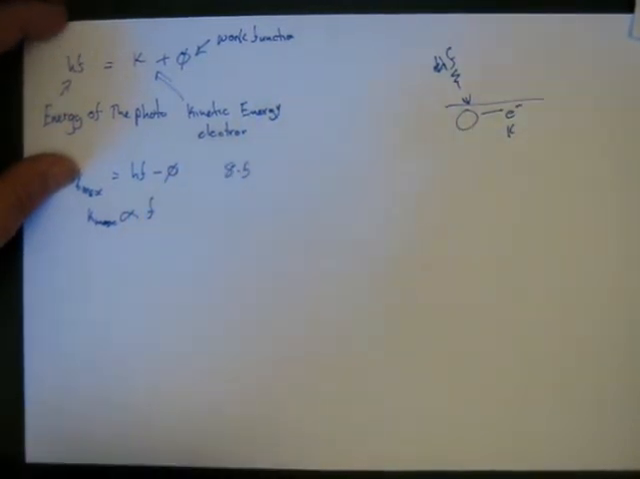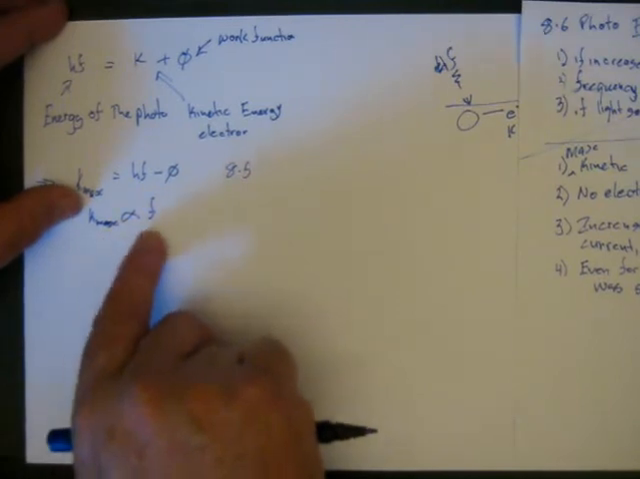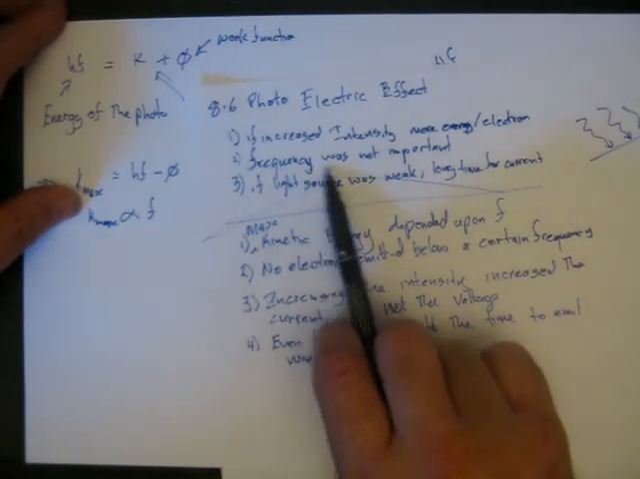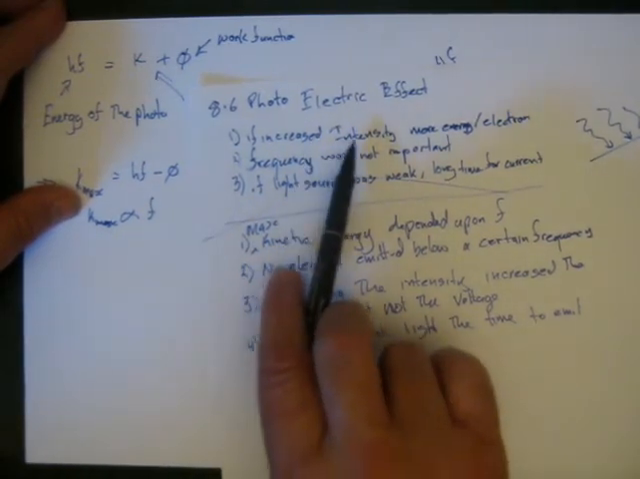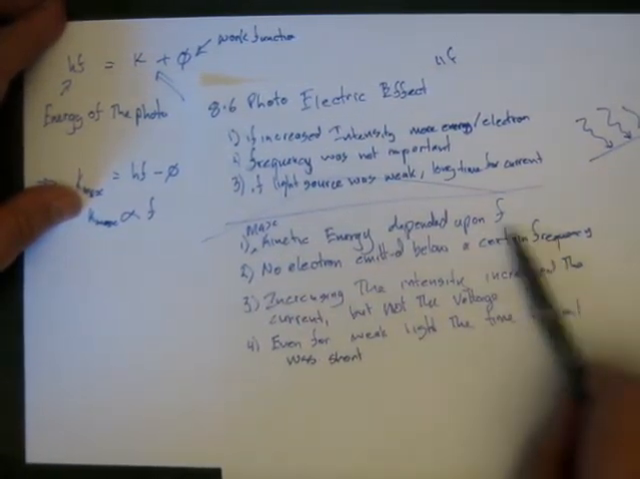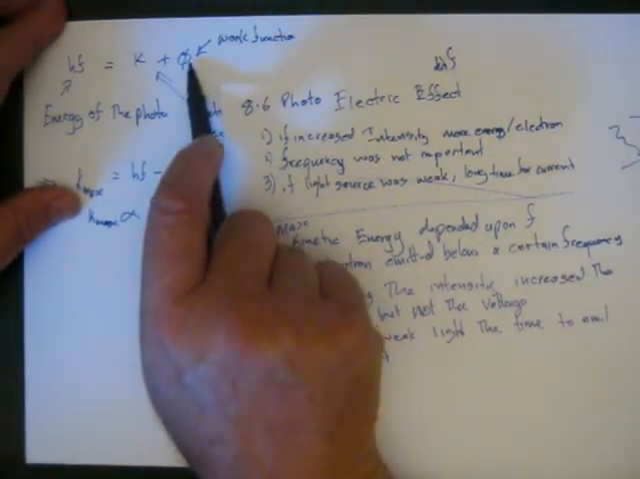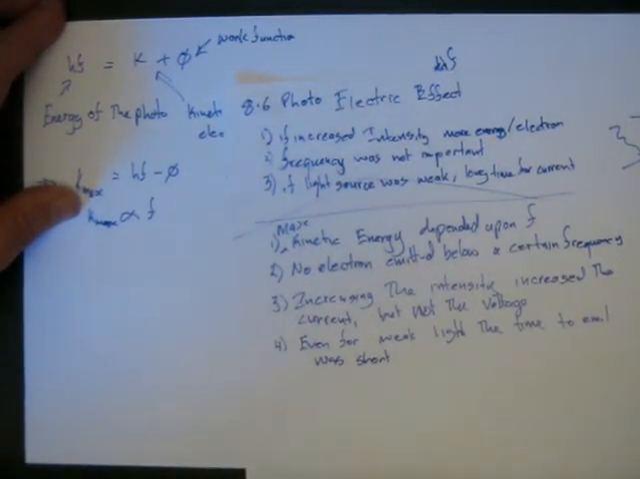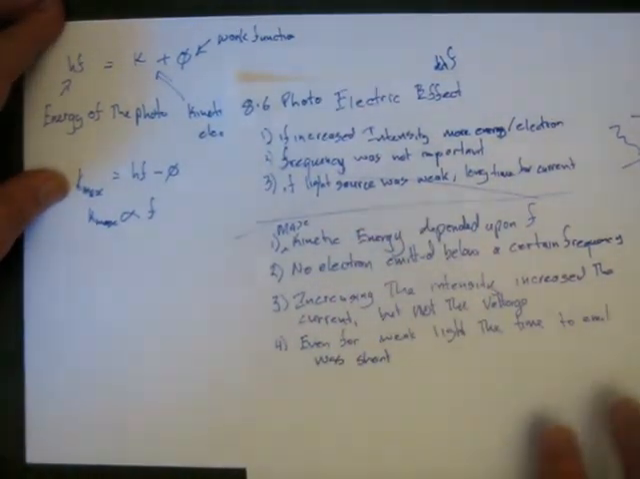You'll notice that the kinetic energy does not depend upon the intensity of the light, the amount of light in there, but on the frequency. The first model said the frequency was not important but the intensity was. This says it's actually the other way around. So no electron is emitted below a certain frequency, that's our cutoff frequency, and kinetic energy depends upon f. Yay, so this equation explains why this is wrong and this is right.